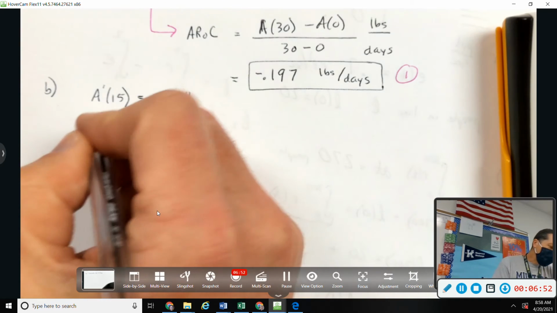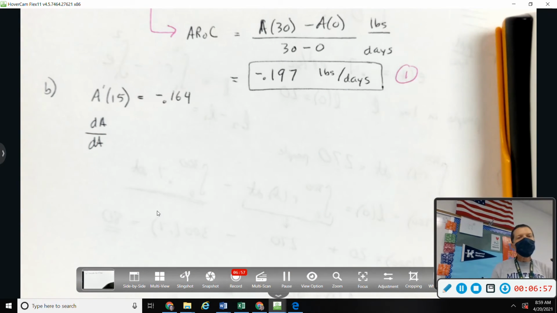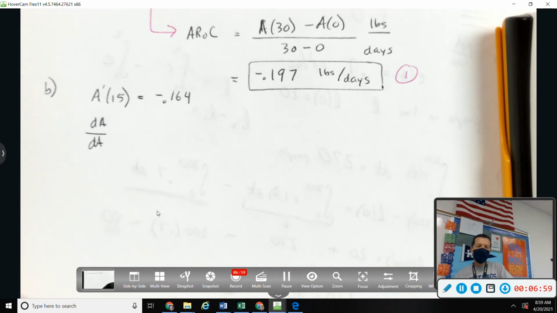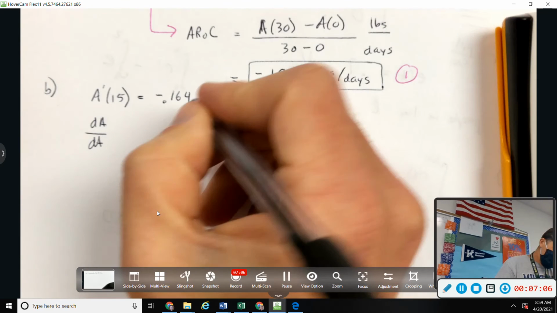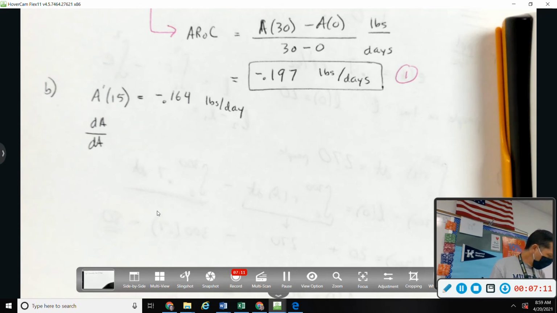That's another way to say that, if I'm worried about units, is dA dt. So what is my units of, what's A prime units? Pounds per day. Now it said also interpret that. Using correct units, interpret the meaning of the value in the context of the problem. So negative 0.164 pounds per day, what does that mean for this particular problem?